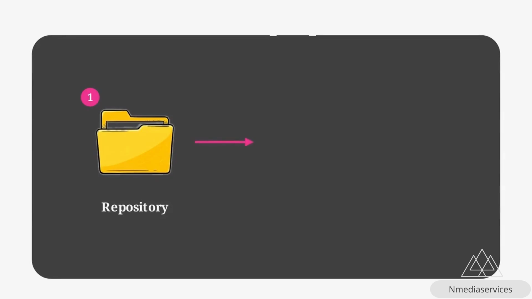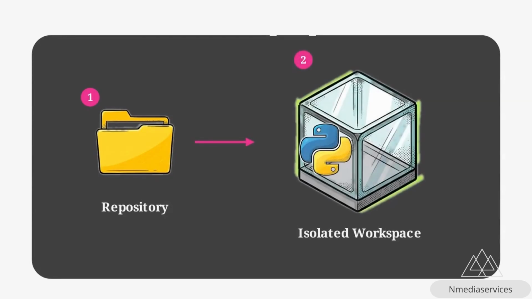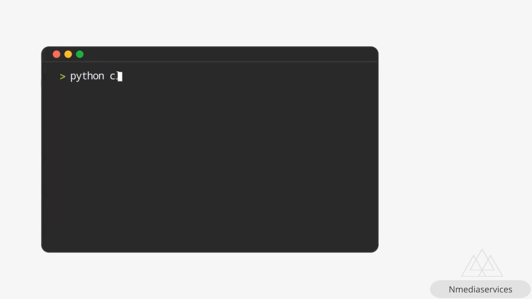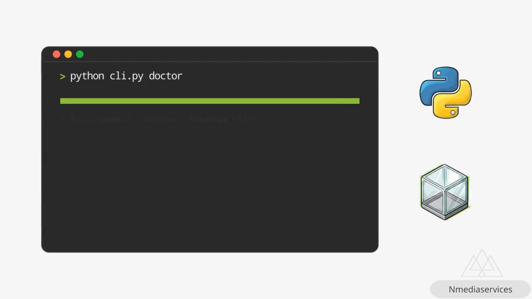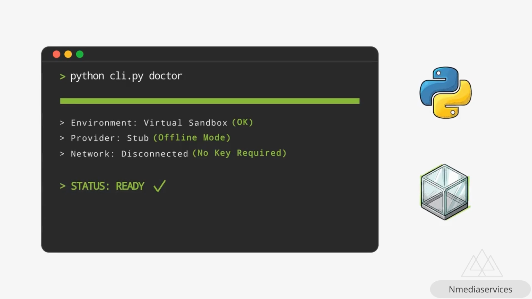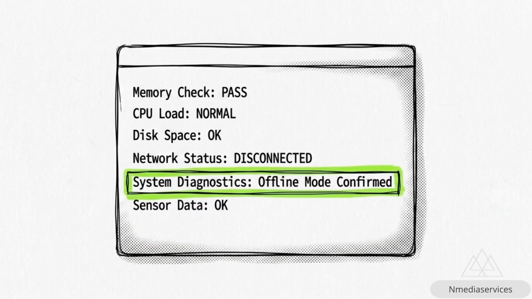You clone the repository, create a standard Python virtual environment, and install the requirements. Before generating any assets, we verify this isolated state using the doctor command to run a diagnostic on the system configuration. This terminal readout confirms the active image provider is set to stub.